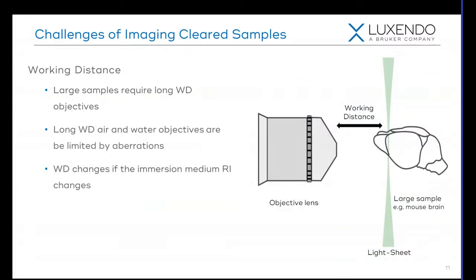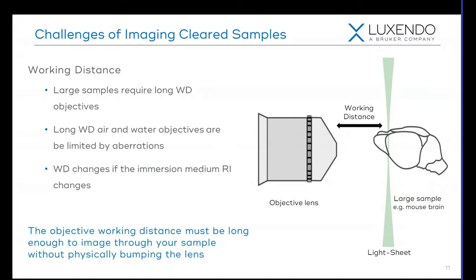And with large samples, we're going to need long working distance objectives. These are typically air or water multi-immersion objectives. And the big thing with these is making sure that we have enough working distance so that our sample doesn't bump the lens and we can image through it.